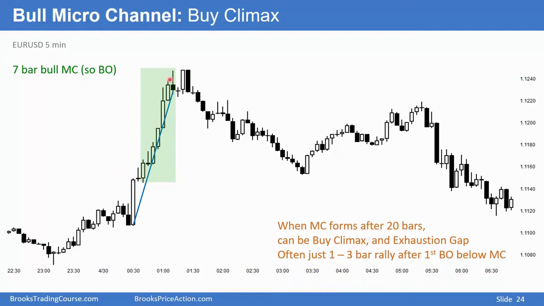This strong bull microchannel is occurring late in a bull trend. Maybe this is 20 bars into the bull trend. When you get a very strong breakout, we have a breakout here, and then a 4-bar breakout here. When you get a strong breakout occurring 20 or more bars into a trend, it's more likely an exhaustive end of the trend than it is the start of a new, stronger trend.